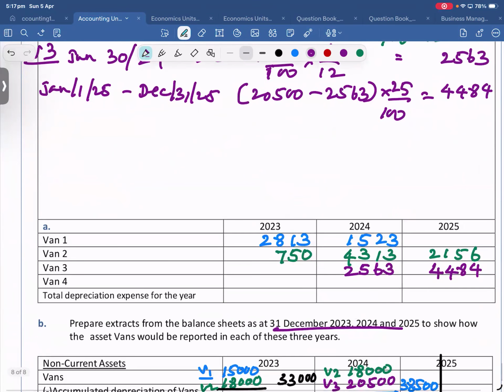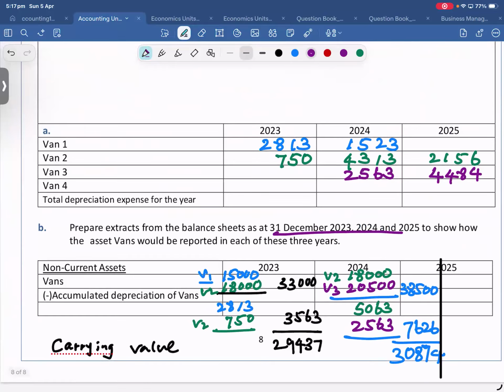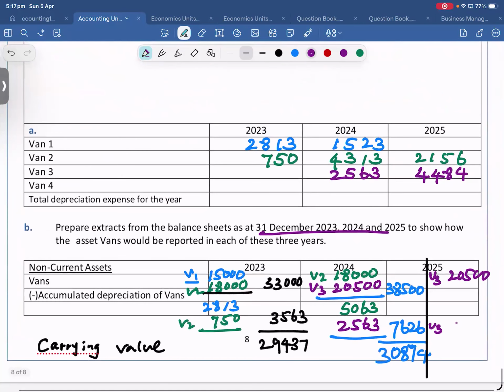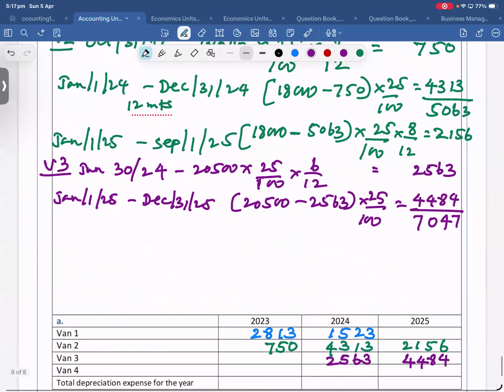Right. Can we include it in the balance sheet? Yes. Firstly, let's add the total accumulated depreciation here, 7,047. So this is van 3, 20,500, and this one again, van 3, 7,047. Okay. Then the last one, van 4.